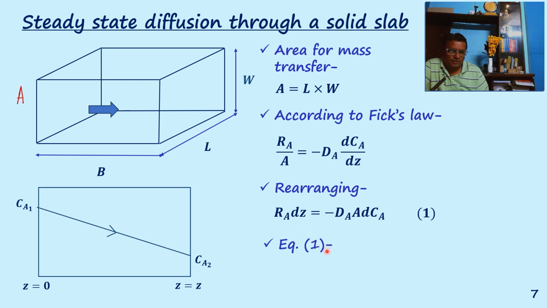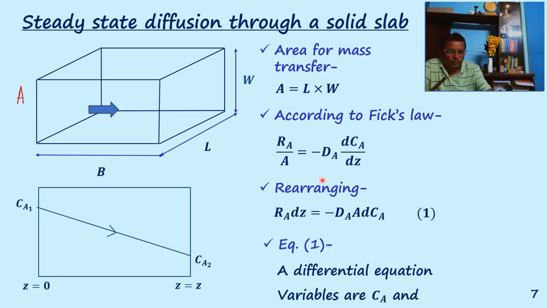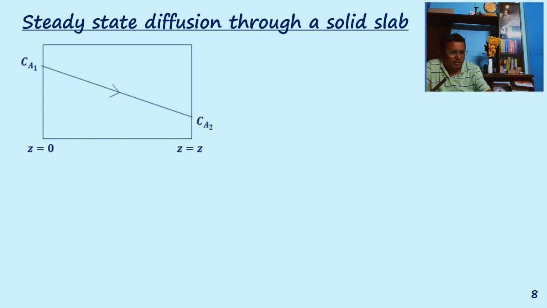Okay, now what can we say about equation 1? You have these differential terms dz and dCA, so this is a differential equation. Variables are CA and z. It is a differential equation that tells us how CA is going to change with z. The equation is rewritten once again: Ra into dz is equal to minus dA into A into dCA.